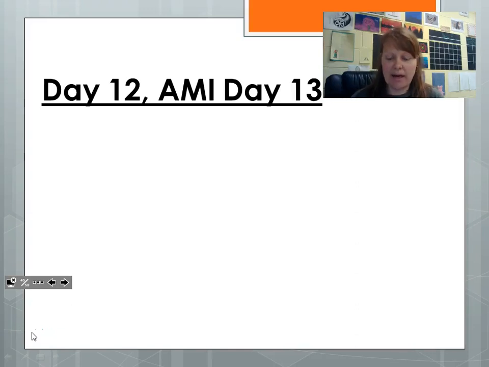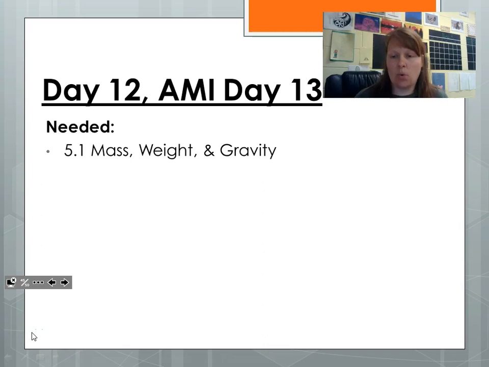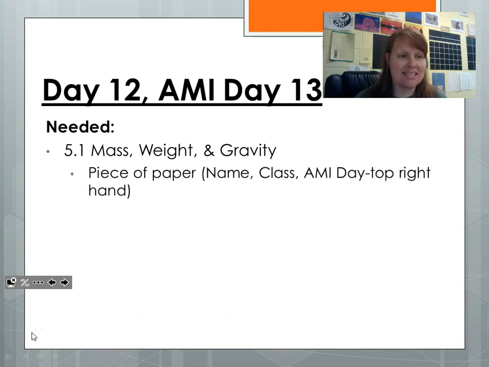Okay, it's day 12, AMI day 13. Today you're going to need the 5.1 mass, weight, and gravity worksheet. It should say at the top right hand, day 13. Need a piece of paper.